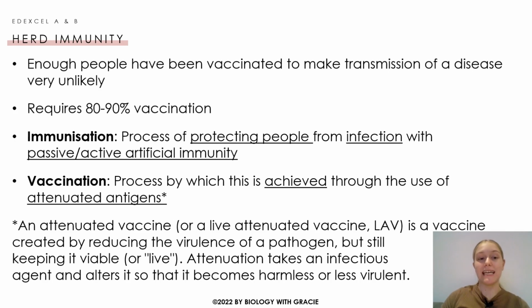Herd immunity. So enough people basically have to be vaccinated to make transmission of a disease very unlikely. And it usually requires like 80 to 90% vaccination. And this is what herd immunity is.